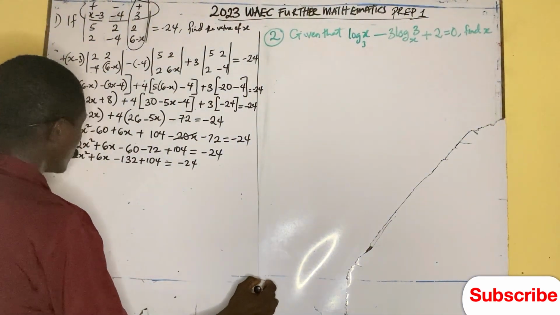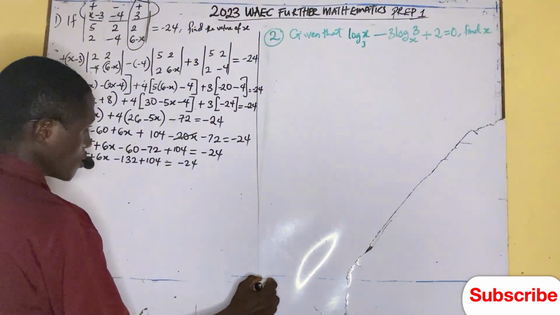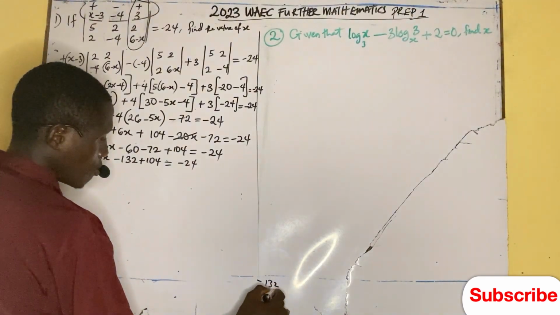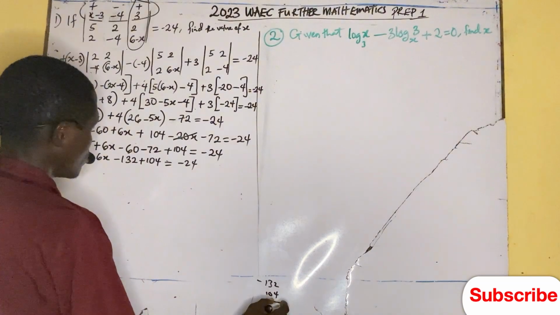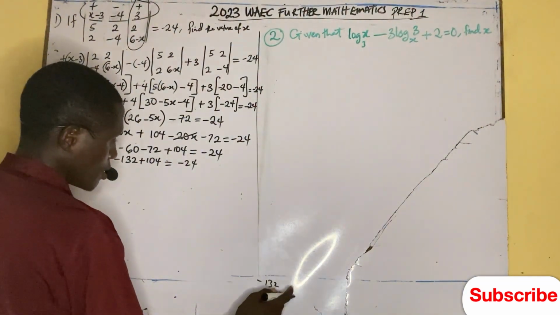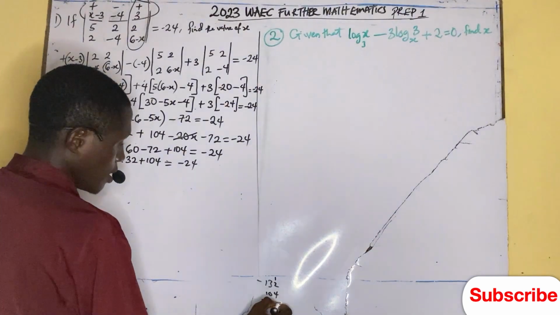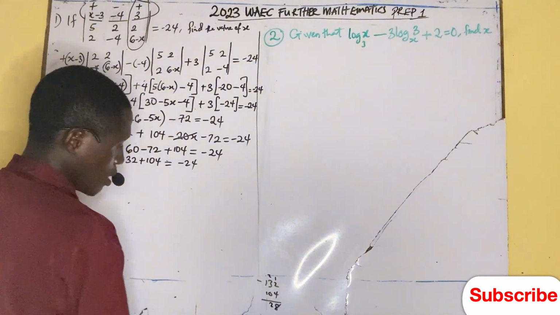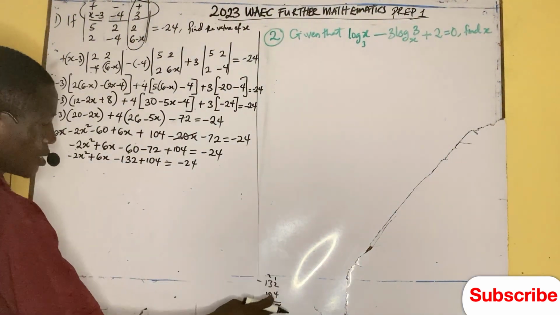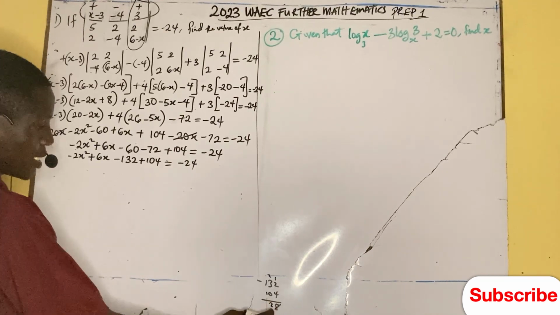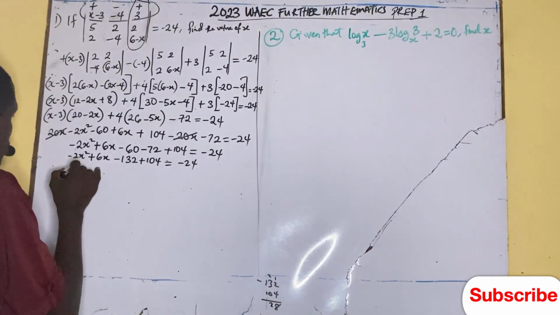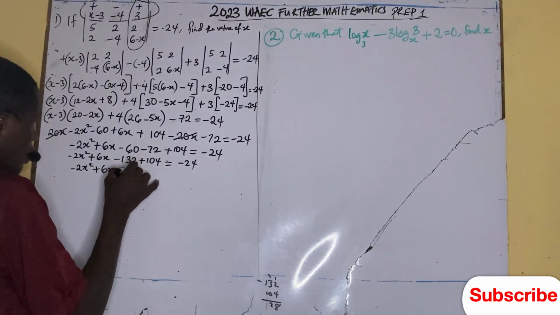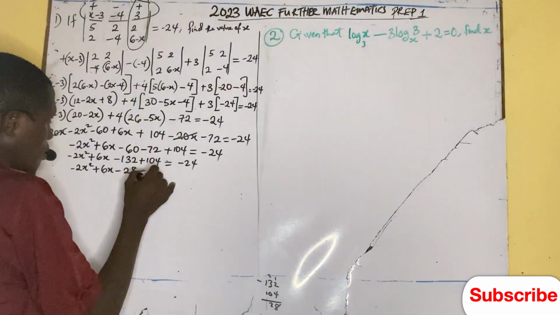So let's quickly do our rough calculation here. Don't forget it is minus. Minus 132 now. We have 104. This one is going to be 28, so it's going to be minus 28. So we have what? Minus 2x squared plus 6x minus 28 equal to minus 24.